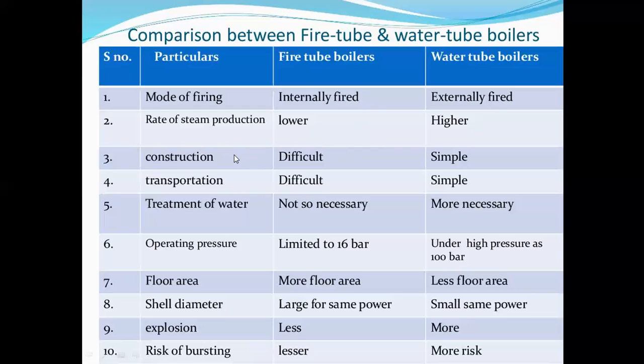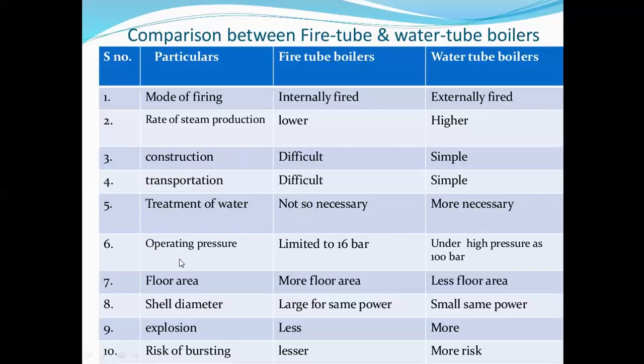The construction of a fire tube boiler is difficult, while the construction of a water tube boiler is simple. Fire tube boiler transportation is difficult; for water tube boiler, transportation is simple. In a fire tube boiler, treatment of water is not so necessary, because we are not directly heating the water. In a water tube boiler, we are heating the water directly, so water treatment is more necessary.